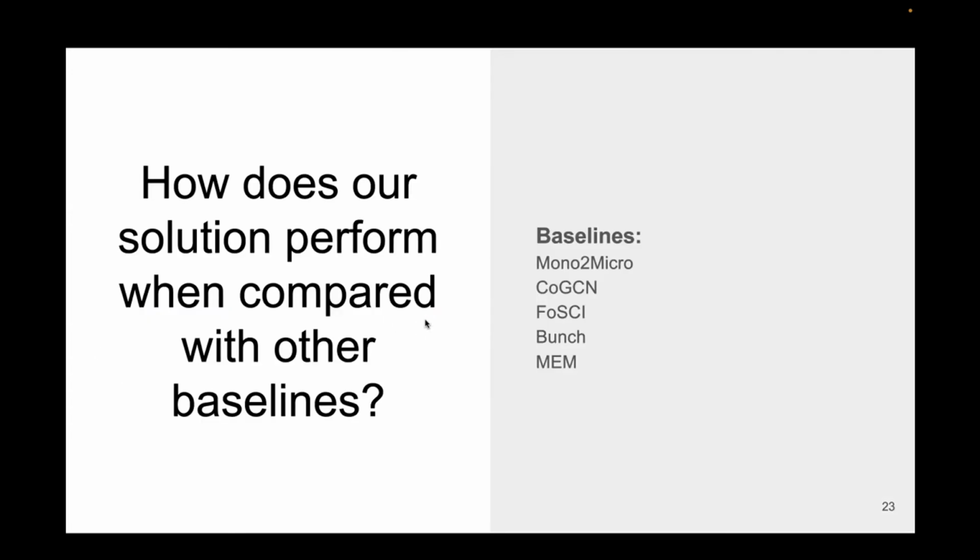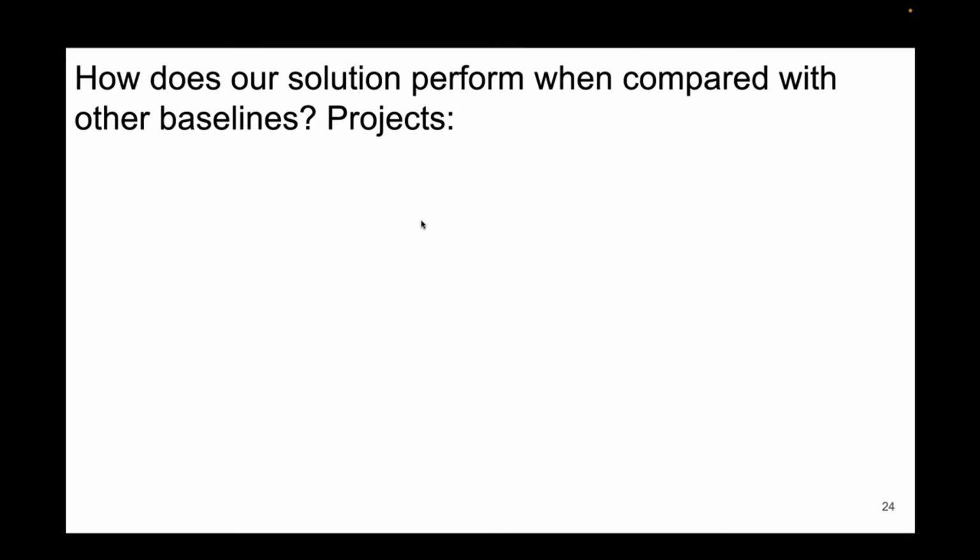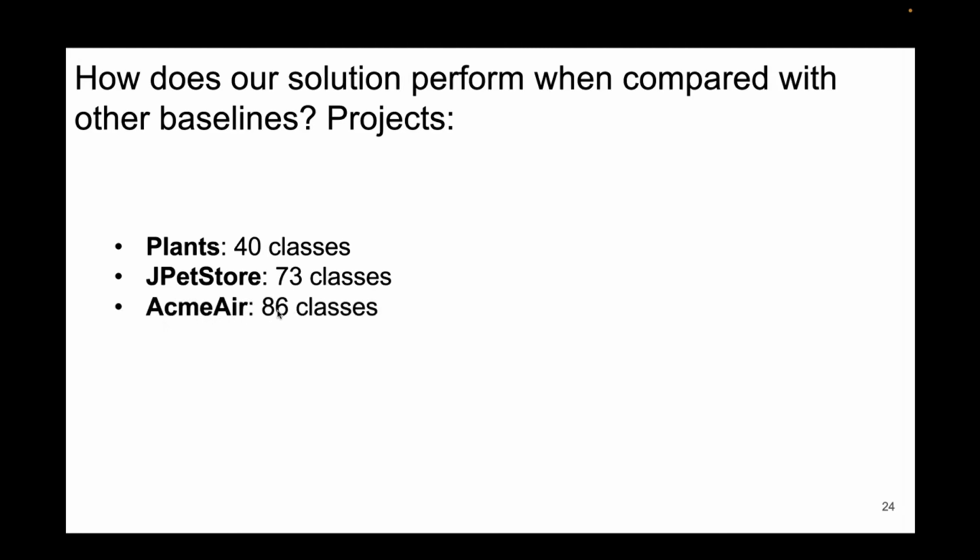But how does our solution perform when compared with other baselines? In this comparison, we decided to select some of the previously mentioned baselines, which are Mono2Micro, CoGCN, FOSCI, Bunch, and MEM. In addition, we selected 4 monolithic open source Java projects with varying scales for the comparison. First, we have Plants with 40 classes, GPET Store with 73 classes, ACME Air with 86 classes, and finally DayTrader with 118 classes.